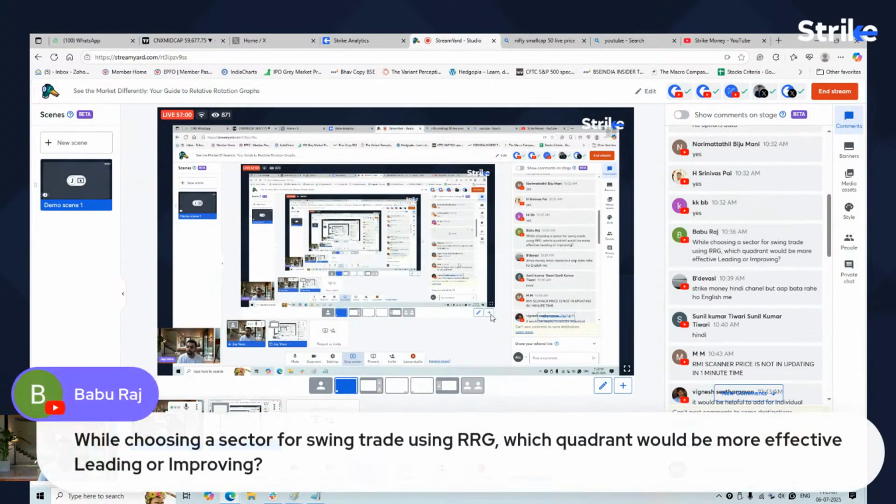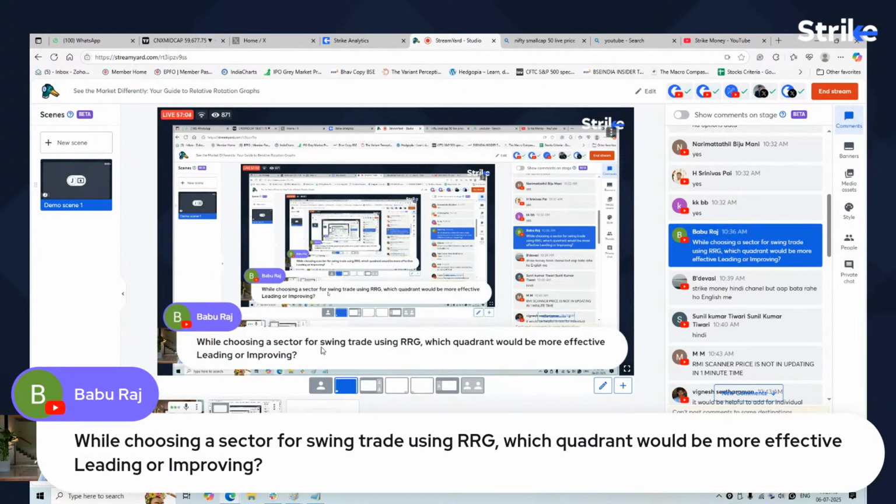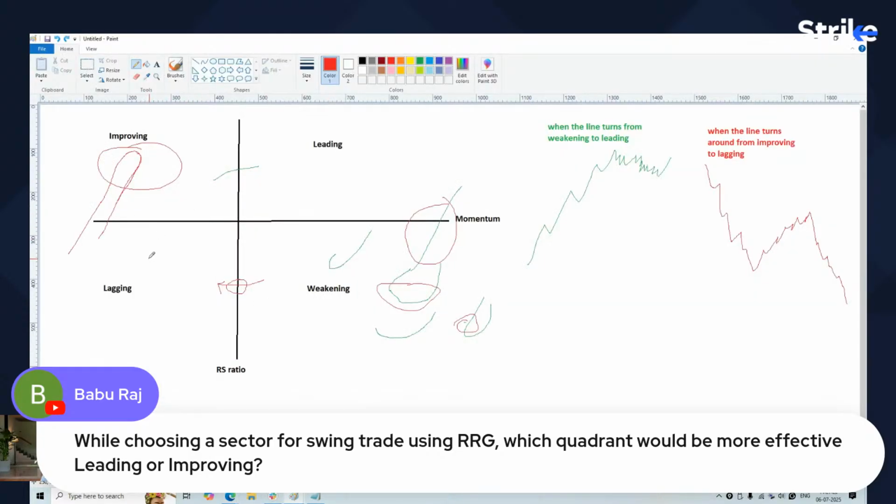There is a question: while choosing a sector for swing trade using RRG, which quadrant could be more effective, leading or improving? As I mentioned to you, you can go with this or this. I'll do it with a different shade. You'll either go with this, or you will go with something that is turning around. This would be a very conservative and a good bet, because it has already proven that it is an outperformer. So that's why this is good.